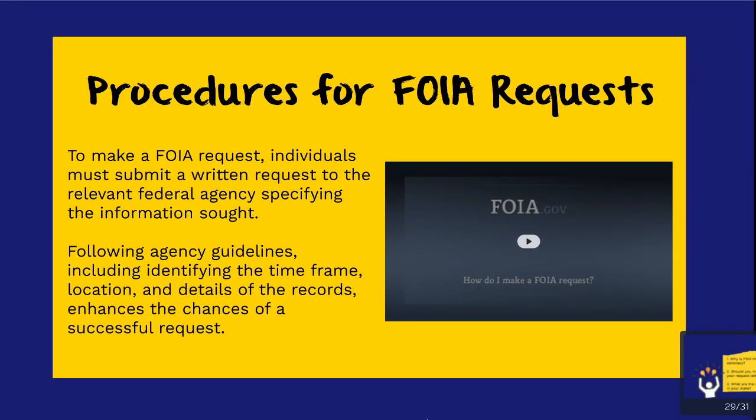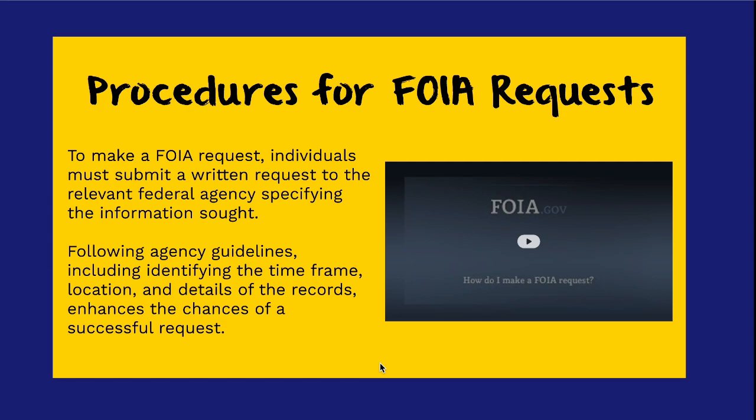Okay, so the procedures for a FOIA request. To make a FOIA request, you must submit a written request to the relevant federal agency specifying the information sought. Oftentimes, like we mentioned before, if you have something that might include multiple agencies, hopefully you get a good FOIA officer and they will tell you you might need to submit to this agency as well. You might need to submit to this other location. Following agency guidelines, including identifying the time frame, location, detail of the records, enhance your chance of a successful request.